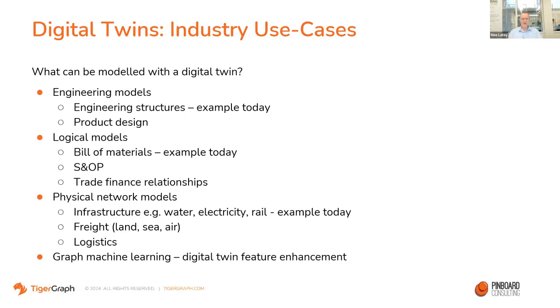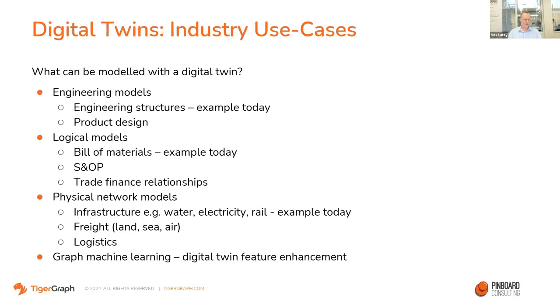We'll come on to that in a minute. S&OP, for those of you that work in the supply chain space, trying to match ops planning, sales planning, inventory, demand management, etc., is a very graphy use case where digital twins can have some amazing impacts. Again, can't talk about who or how. I wish I could. Trade finance is another one.